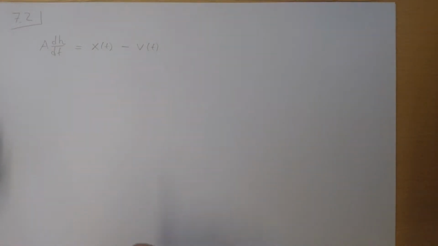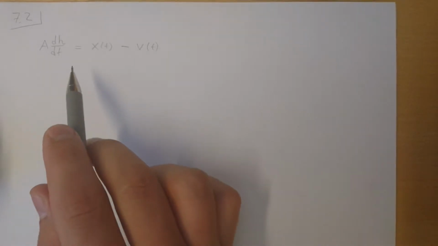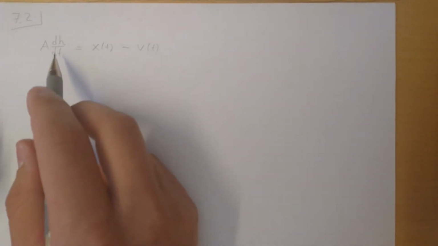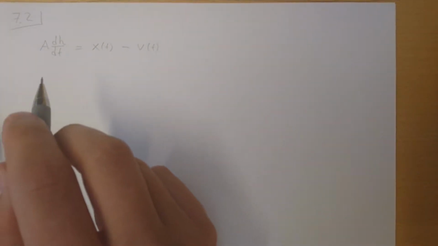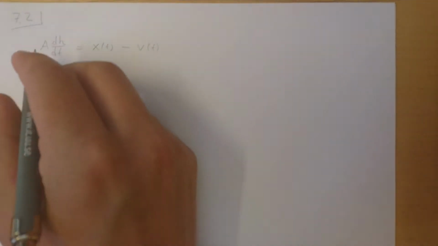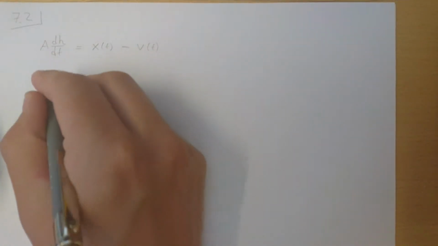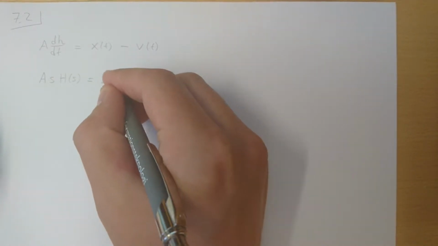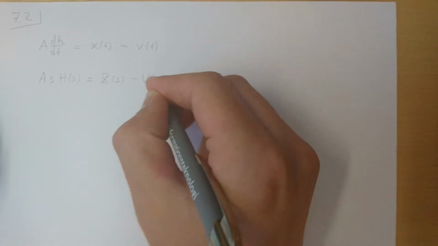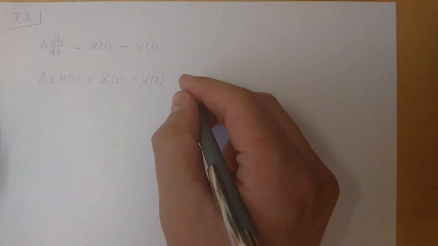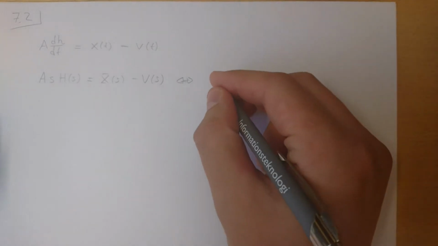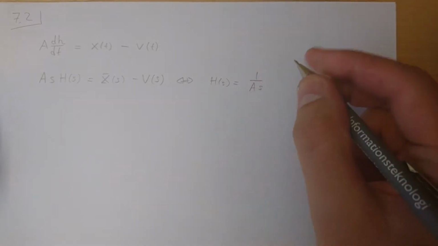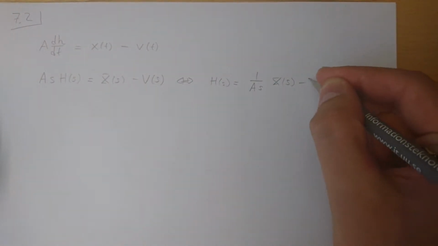Just mass balance. And now we're going to make a Laplace transformation of this, so we can work with it in the Laplace domain. We just have to remember that the Laplace transform of the derivative corresponds to multiplication with s in the Laplace domain. So this left side will transform as A s H(s), and on the right side we have just X(s) minus V(s). Of course we can express this as H(s) is equal to 1 over A s times X(s) minus V(s).